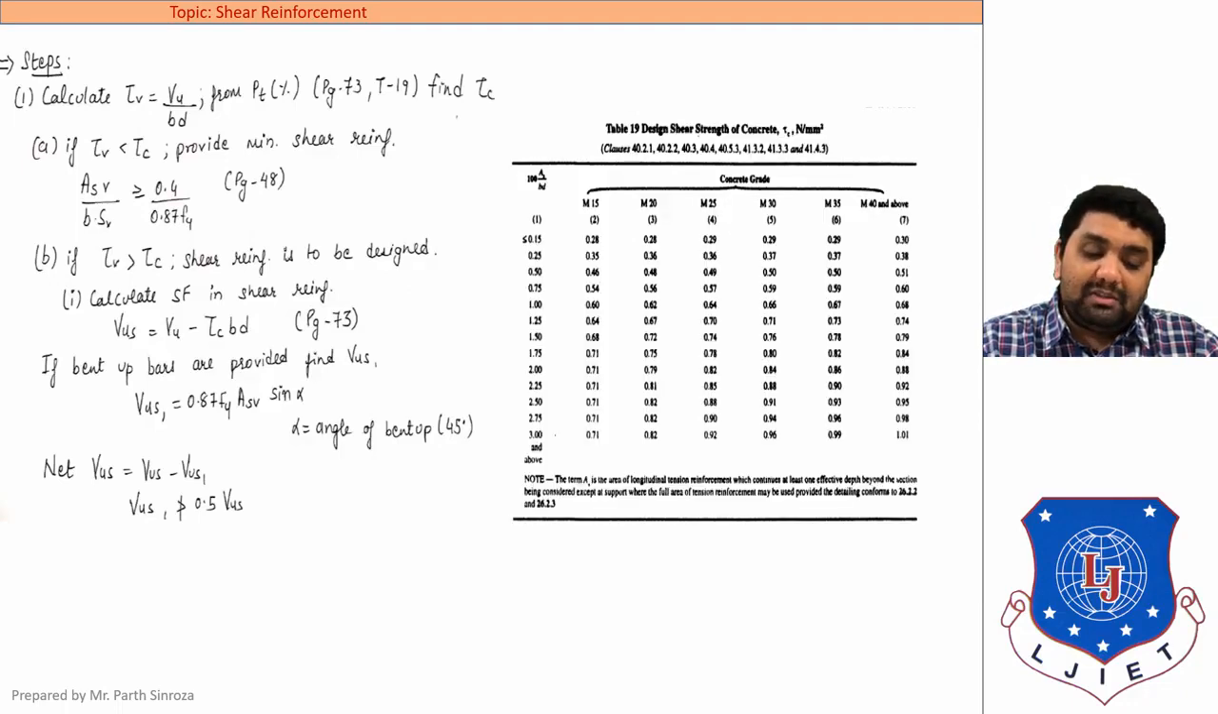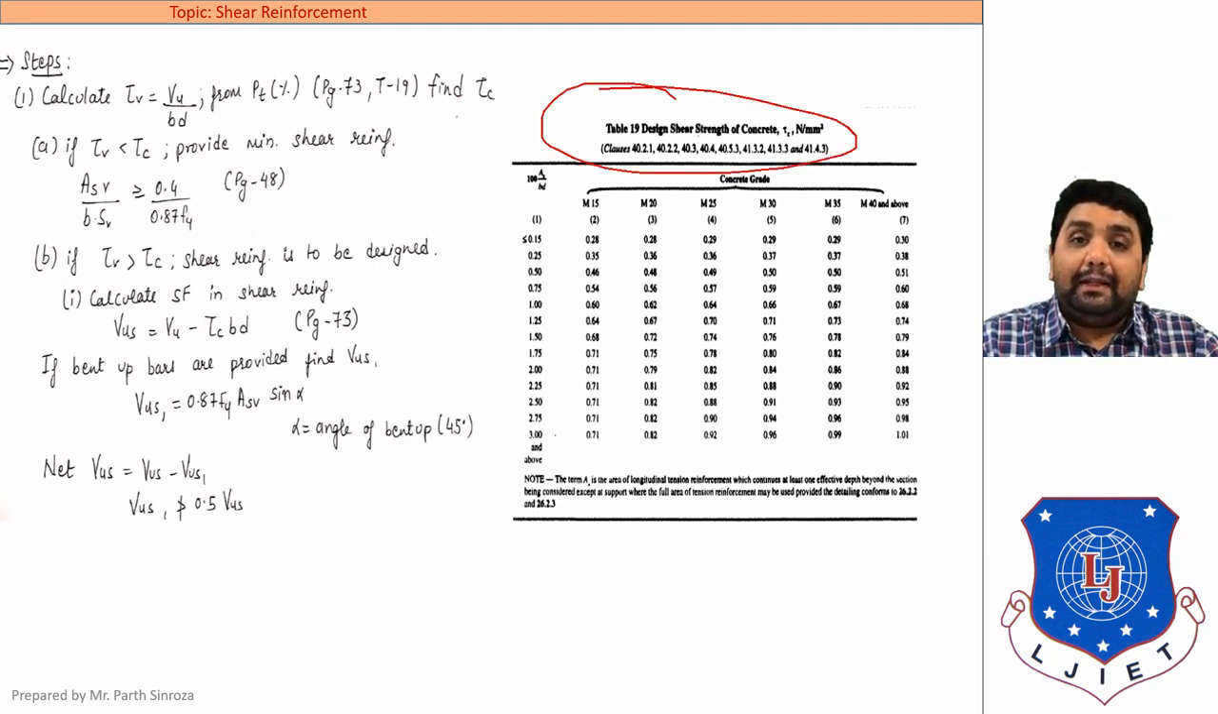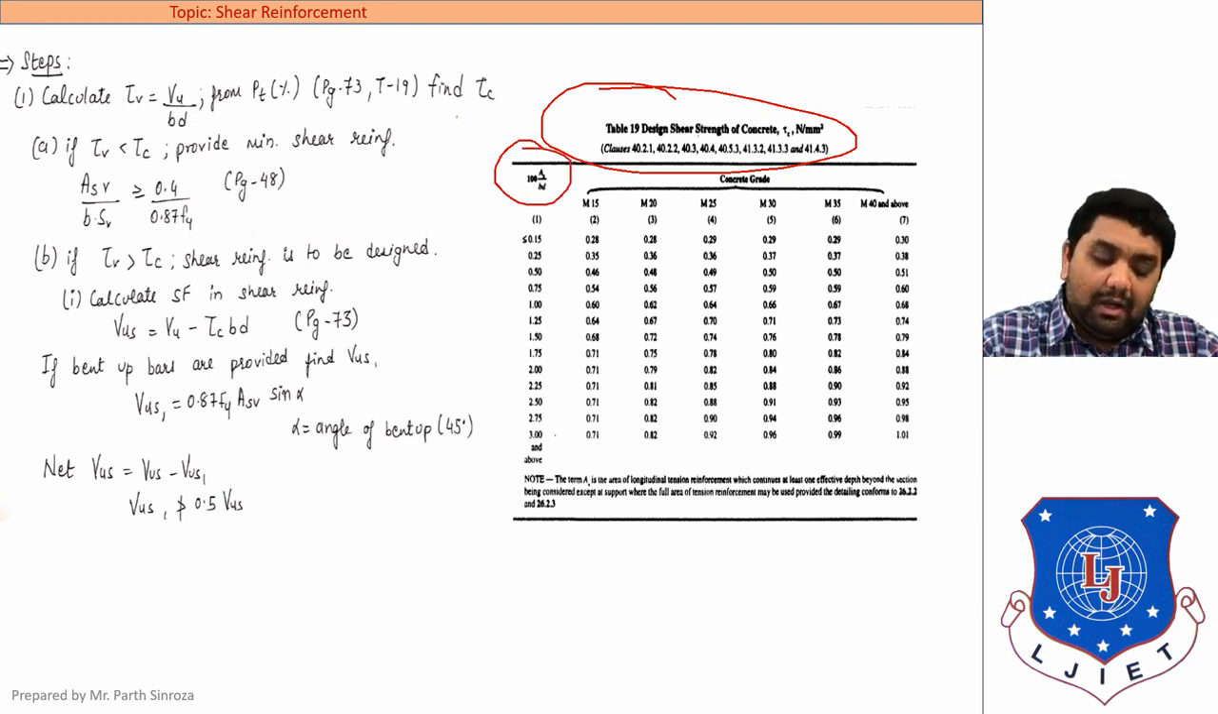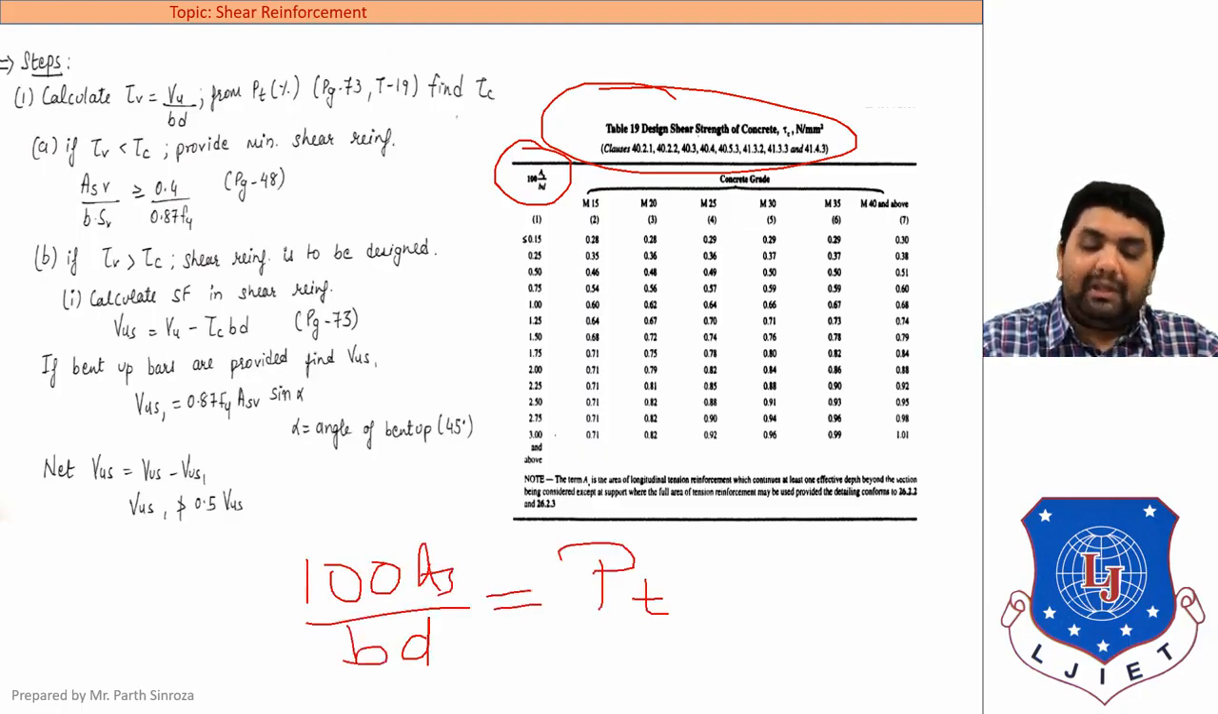So moving on to page number 74, you can see a table is mentioned here. It is Table 19, design shear strength of concrete tau c, and the unit is Newton per mm square. So from this table we will be finding tau c. Now how to find tau c? In the first column you can see 100 As by bd is mentioned, and if you look at the previous chapters that we have seen, 100 As by bd will be equal to pt.